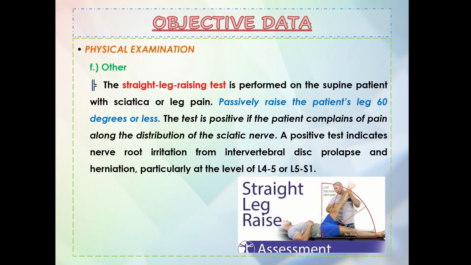And then the other one, we have the straight leg raising test. It is performed on the supine patient with sciatica or leg pain. So kapag may leg pain or sciatica pain si patient, we do this straight leg raising test. So just like this, we passively, meaning tayo yung nag-aangat, raise the patient's leg 60 degrees or less. So the test is positive if the patient complains of pain along the distribution of the sciatic nerve.